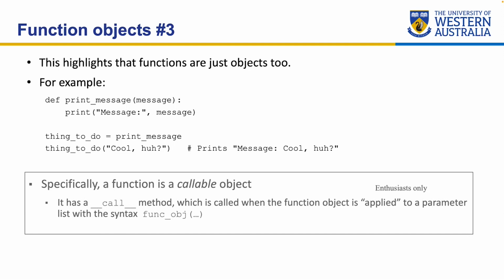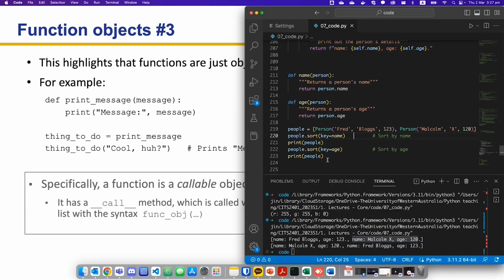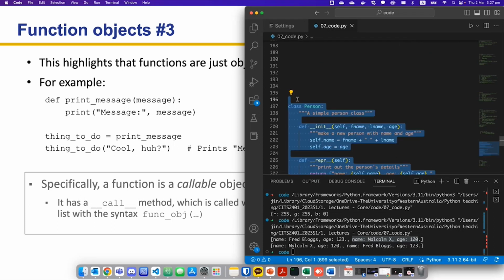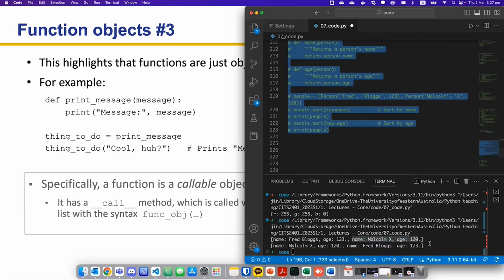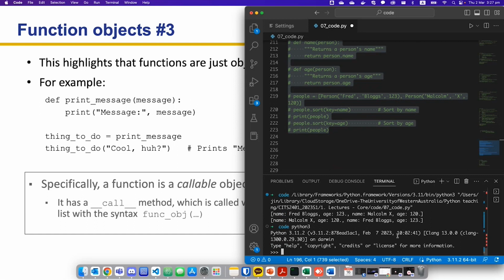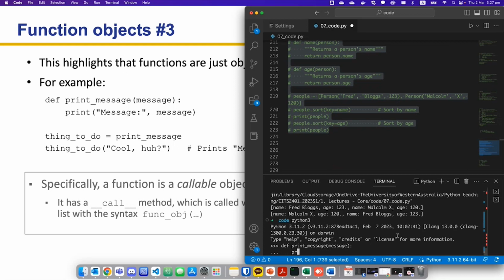And what this really means is that functions are just objects in Python. So for example, we can create def print_message. So let's create that. I'm going to comment these out. Okay, just quickly do it here. Python 3, def print_message, print message.